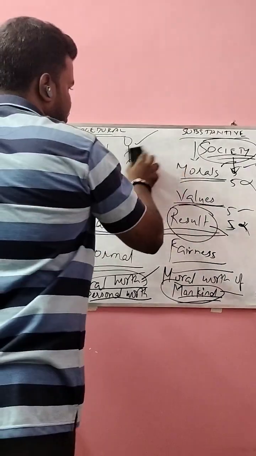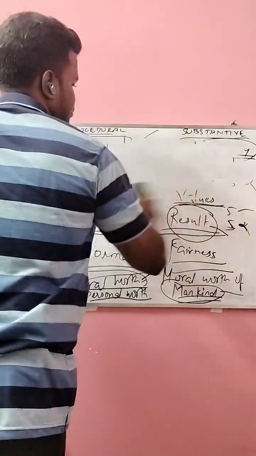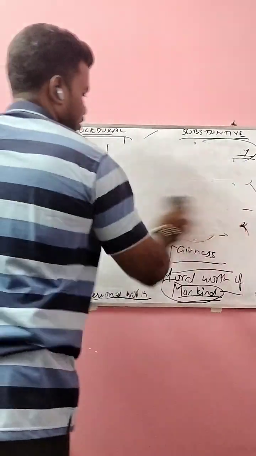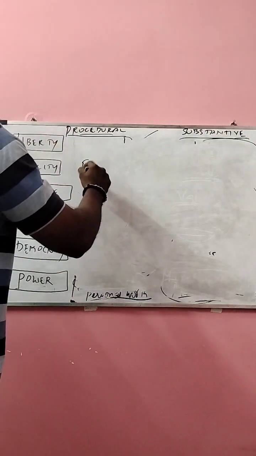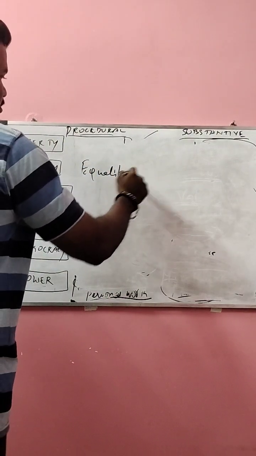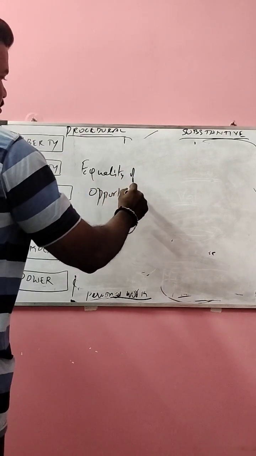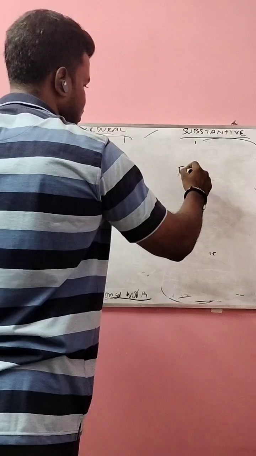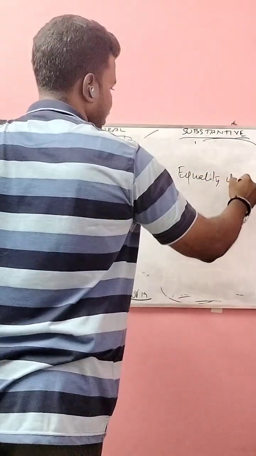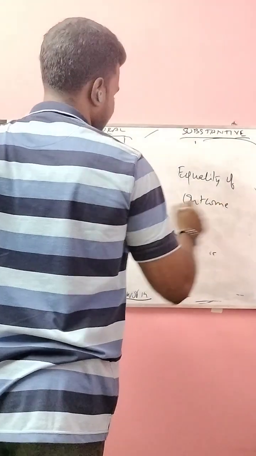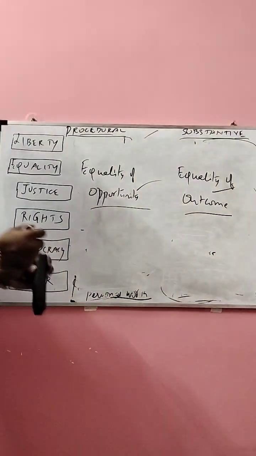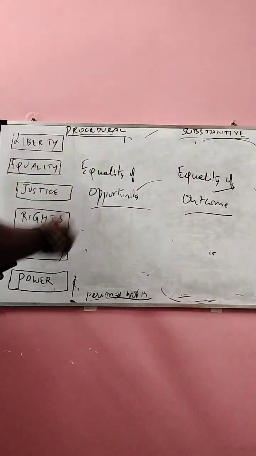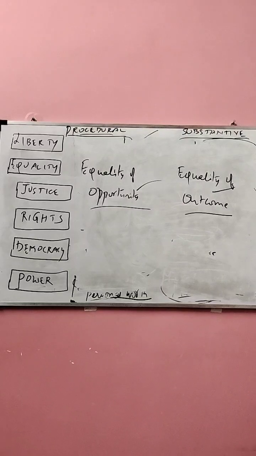There are two associated concepts apart from what I explained so far. In procedural, you have a concept called equality of opportunity. In substantive, you have a concept called equality of outcome. Here, opportunity is taken into account. Here, outcome or the result is taken into account. Here, equal opportunity is given for everyone to become unequal. Based on your talent, skill, knowledge, and ability, you can become unequal.